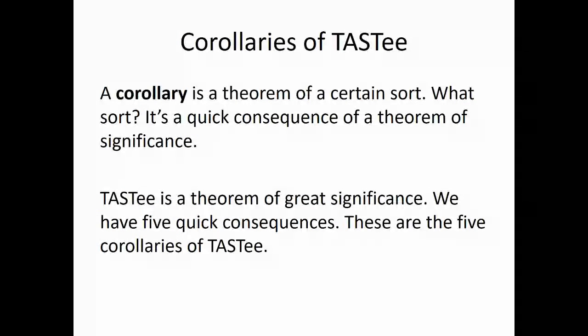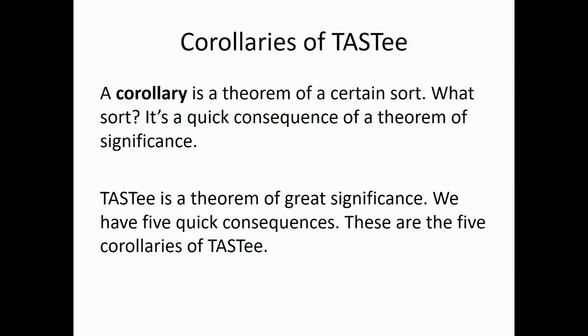All right, now let's talk about some corollaries of TASTy. That is, corollaries of the triangle angle sum theorem. What is a corollary? Well, it's just a theorem of a particular sort. What sort is that? Well, mathematicians call corollaries quick consequences, usually of theorems that are themselves significant. So if you don't particularly want to use the word corollary, you can absolutely do that. They're just theorems. However, when you say corollary, you do indicate something about the position of a theorem in a theorem structure. You say that it's a quick consequence of some significant theorem you've already proven.